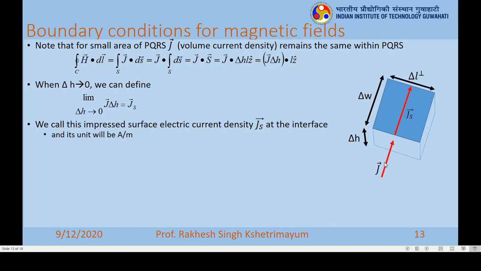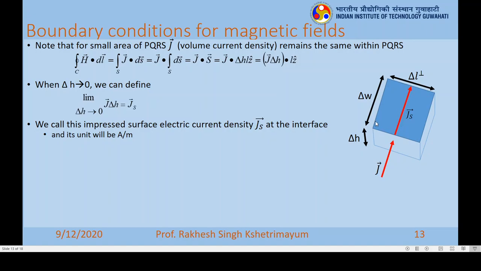So when I consider current flowing in a volume, I need to consider this area here, which is normal to the direction of the current. When I consider volume current density, I consider this area which is perpendicular to the direction of current flow. When I consider surface current density, I consider this line which is normal to the direction of the current density.